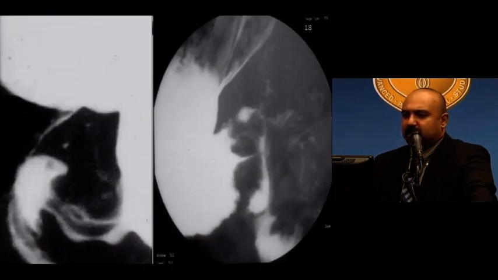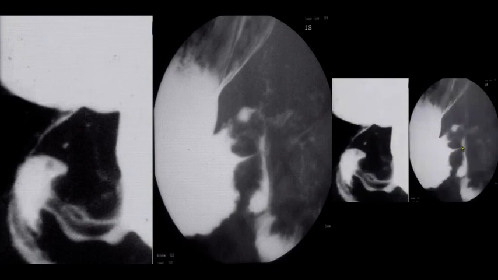This is the upper GI looking at this, and this is what they call the string sign, or the train track, this thin amount of barium that's coming through. And this dark area here and this dark area here is the actual muscle that's hypertrophied on the upper GI.